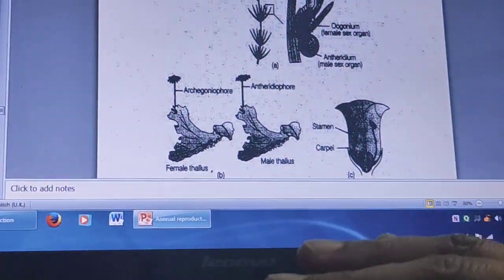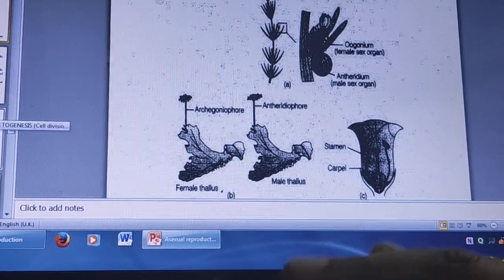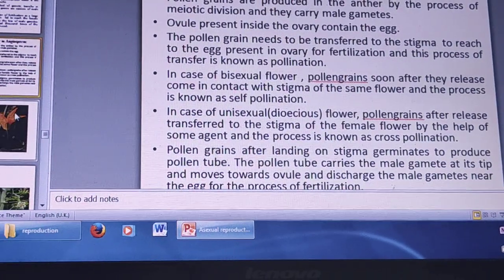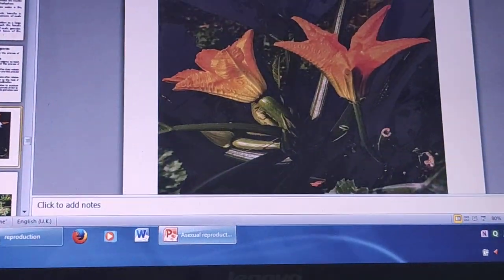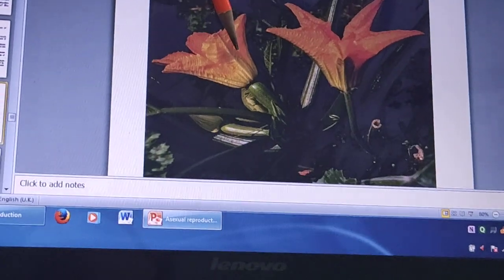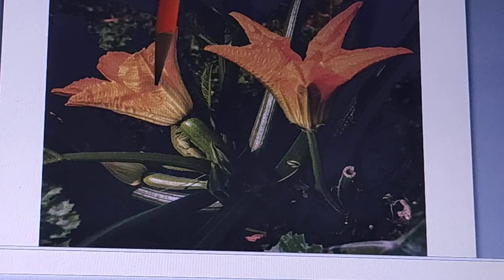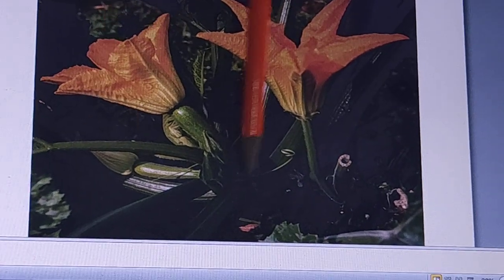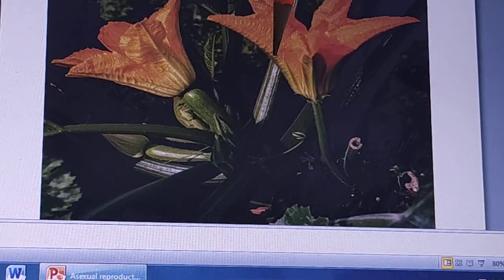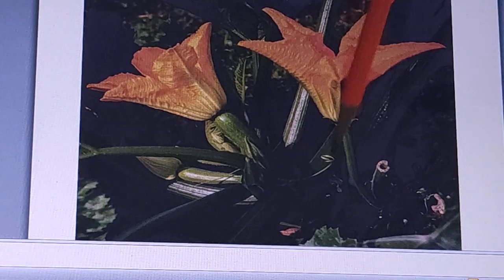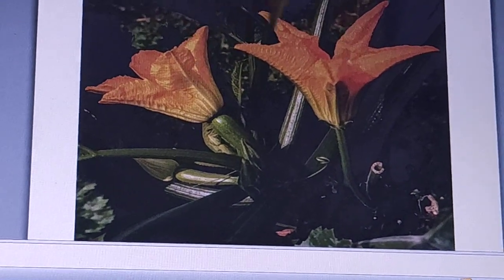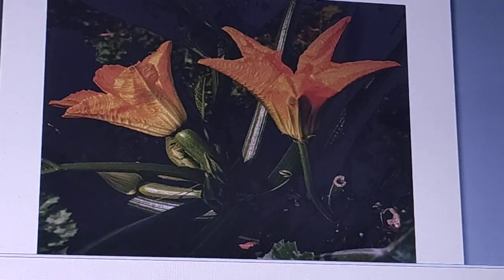Then come to the next type of case. Here, this plant I have also already shown you. This is a cucurbit plant where two different types of flowers are present in the single plant. That means the plant is bisexual, but the flowers are unisexual, right?